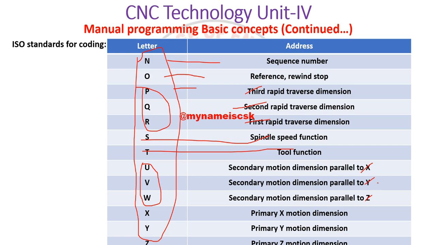If you are unable to use XYZ in the program, because you have already given XYZ and created a loop, and you have to give XYZ again, and you are not interested in going to XYZ again, then we can use UVW. And XYZ comes as primary motion: X direction, Y direction, and Z direction.